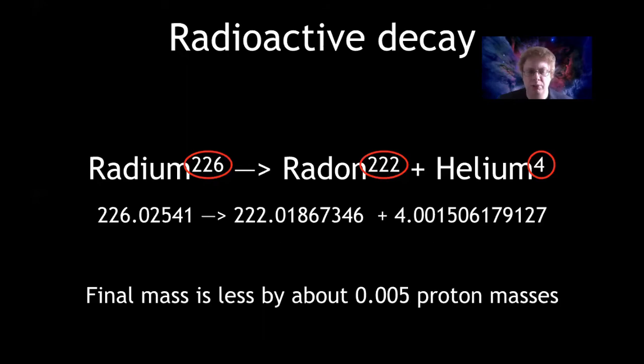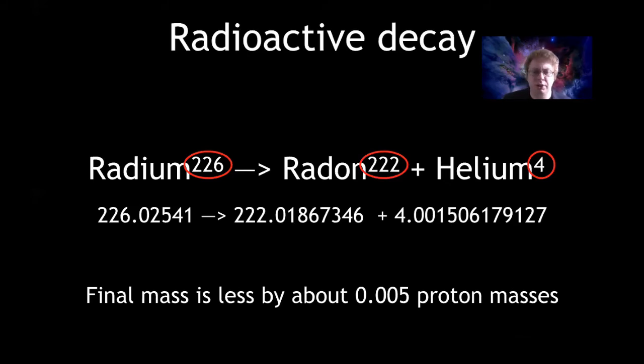So here I'm showing the actual precisely measured masses of these elements. Radium has a mass of 226.025 atomic mass units. This is a unit that's roughly the same mass as that of a proton. It then decays to radon, which has 222.0186, and helium, which has 4.0015 AMU.